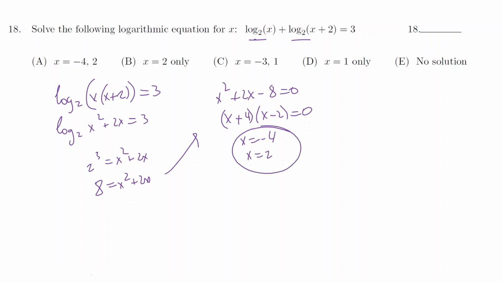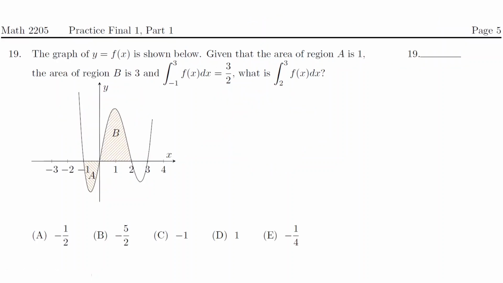Now, is that the final answer? Can we just say A? We cannot say A, because if we do, we're not rejecting. We have to reject first. We always have to remember that the stuff inside the log has to be positive. So when x is equal to -4, this log base 2 of x becomes negative. So we have to reject -4. So x equals 2 is the only answer, B. Very important to reject it.